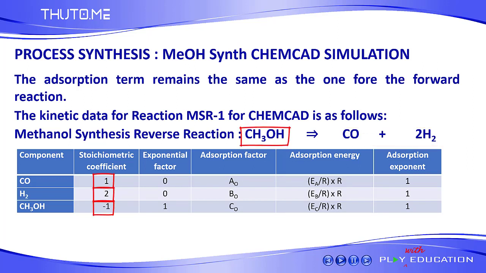The exponential factors, as we have discussed, are 0, 0, 1. The adsorption factors remain the same, and then the activation energy can be calculated by multiplying the ratio by R, as we have given it to you as a ratio of activation energy over R. So you multiply by the universal gas constant to get the actual activation energy. Then the adsorption exponent remains as 1.